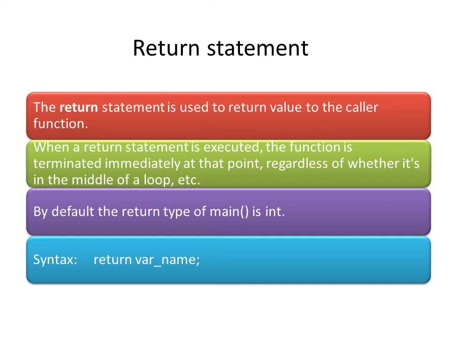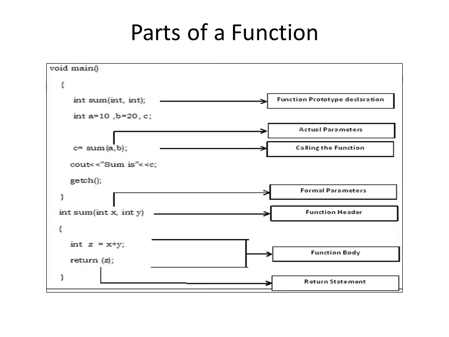Coming to the last part of the function, it is the return statement, which is used to return a value to the caller function. Once main or another function calls this function, it will do some calculations and return some value through the return statement. When a return statement is executed, the function is terminated immediately at that point and control is transferred to the calling function. By default, the return type of main is int, as you already know. The syntax of the return statement is return followed by the variable name.